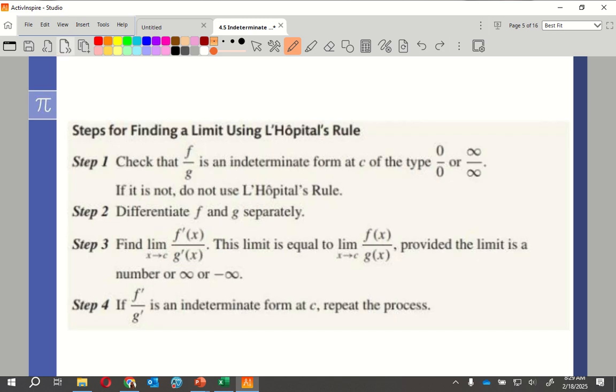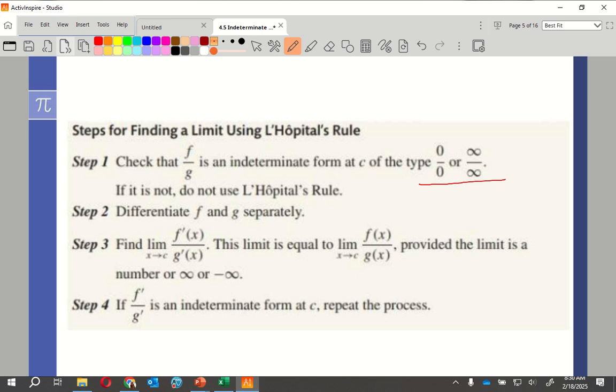Hopefully it's going to make more sense here in a second. Steps for finding a limit using L'Hopital's rule. Check that f and g give an indeterminate form at c. This right here, every year on the AP test, students forget to check. Every year, I always have some students forget about this. If it is not indeterminate, do not use L'Hopital's rule. Because they'll jump straight to L'Hopital's rule when they see a limit and they're like, oh, hey, I'll go there. But it has to be indeterminate.